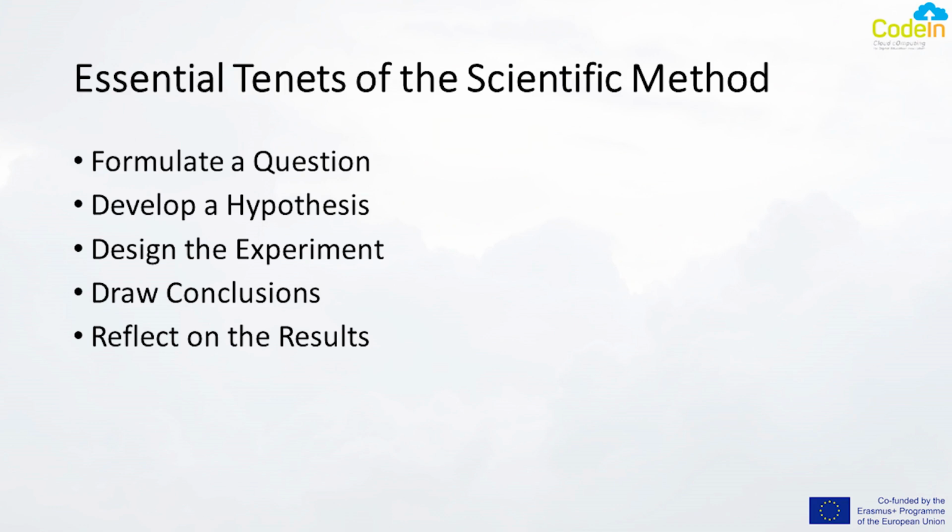Formulate a question. The first requirement of the scientific method is that the scientists should study and observe the world around them and formulate a question that can be answered by the results of the experiments. Because the scientific method takes time, scientists should choose questions that interest them so that they do not get bored with the experiments they are conducting. Better questions are those that have not been asked before or that have not yet been fully answered.